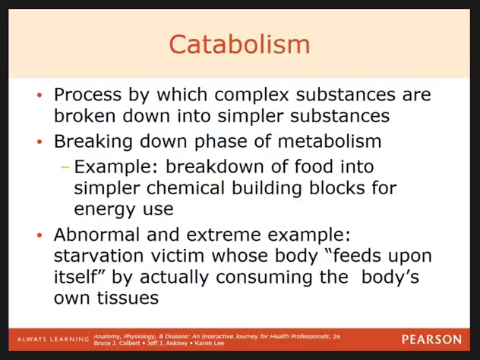Catabolism is a process where a complex substance is broken down into a simpler substance. So breaking down is the phase in metabolism. So for example, breaking down food into simpler chemical building blocks for energy use. So we eat the food, it comes into our body, we break it down into its smallest nutrient substrates, it gets absorbed. So that breakdown process is catabolism.